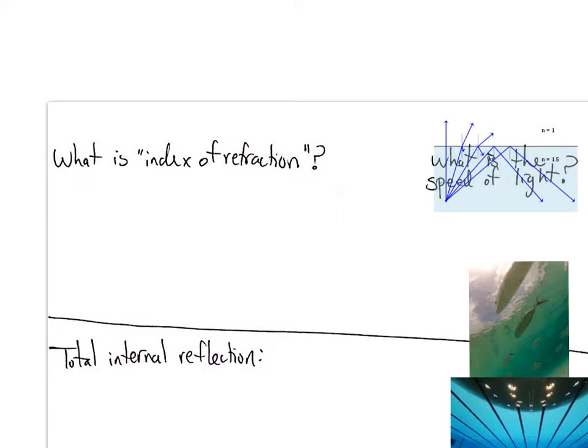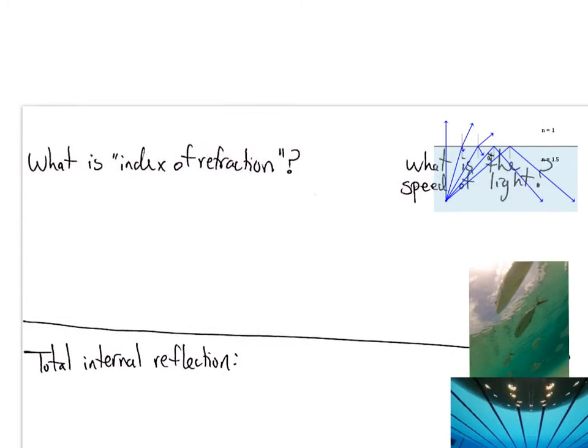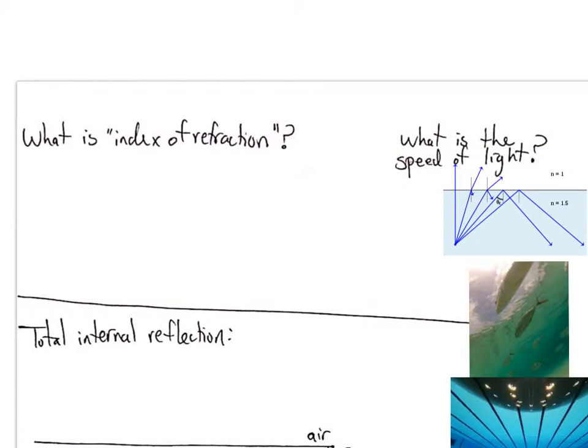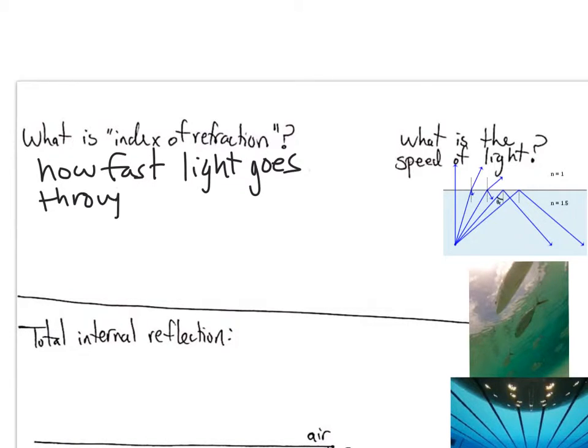All right, what is the index of refraction? Okay, index of refraction is a measure of how fast light goes through the medium. So how fast light goes through the medium. And we can say that n equals c over v. Let's see, does that make sense?